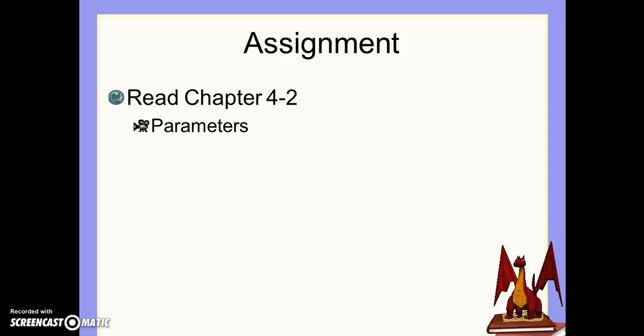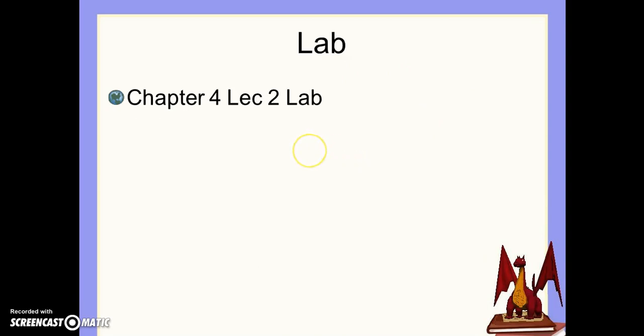Before then, please make sure, if you have not already done so, to read chapter 4, section 2, and then review what parameters are and how they work. We will take care of this and look at some of the other examples as we do the in-class example together. And then after that, you'll be assigned the chapter 4, lecture 2 lab. And you'll be working on that on your own as you have the other labs.